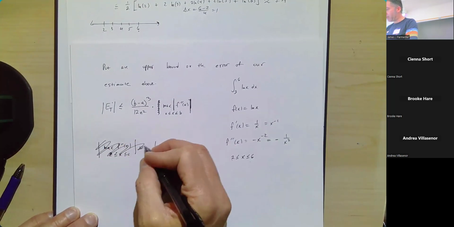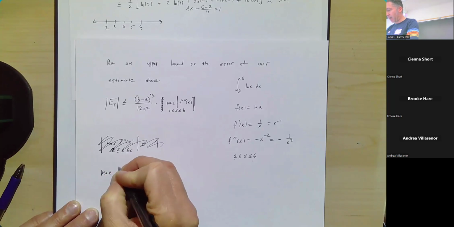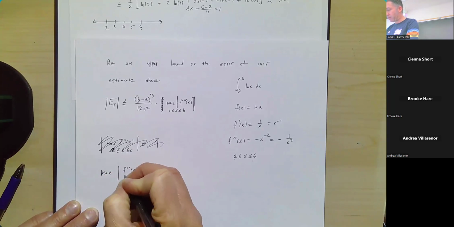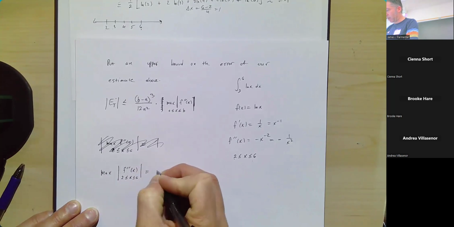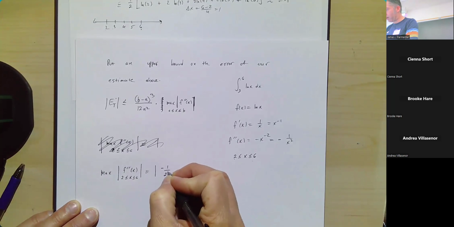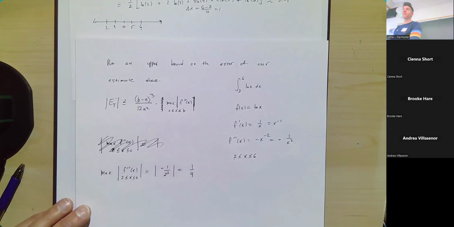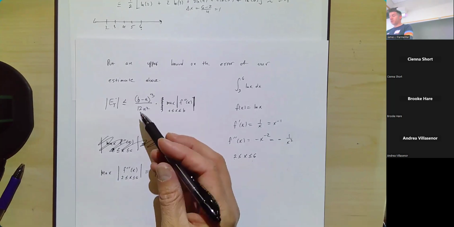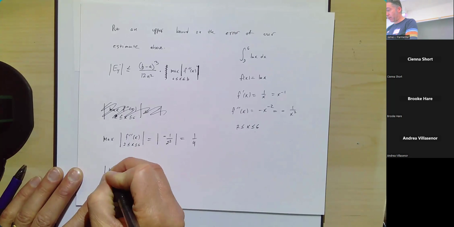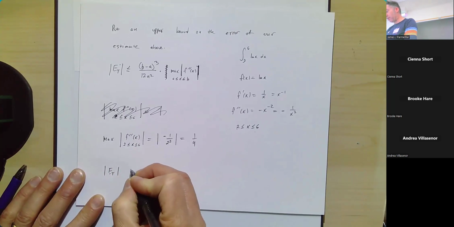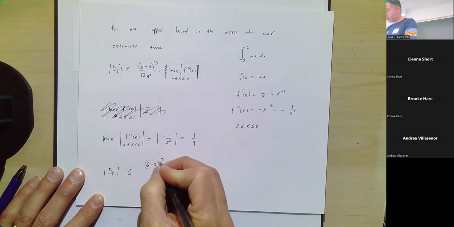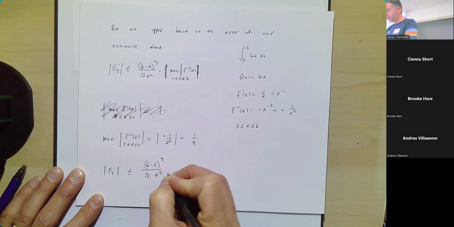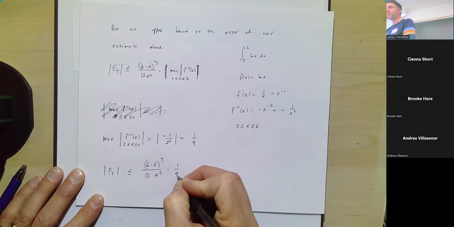Let's try that again. So the maximum of the absolute value of the second derivative, where x is between 2 and 6, is going to be exactly the absolute value of -1 over 2 squared, which is 1/4. And then we just throw everything into this formula here. So the absolute value of our error is going to be less than or equal to (6 minus 2) cubed over 12 times 4 squared times 1/4.